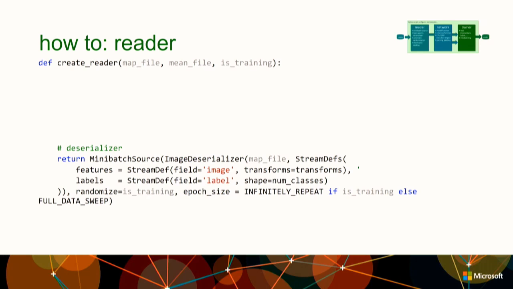So here you can see that I have something called a mini batch source. How many of you are familiar with stochastic gradient descent? Okay, great. And how many of you are familiar with mini batch sources? Okay, so not as many hands. So let me explain to you.